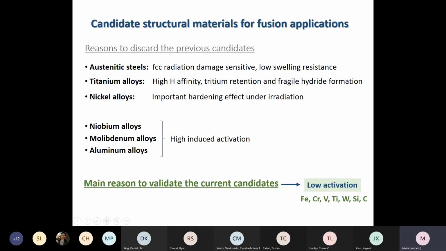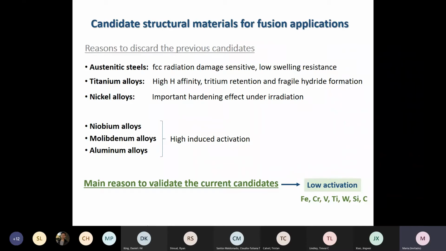And on top of that, they are not compatible with liquid lithium and lithium lead. That is something that is going to happen in a fission reactor. So austenitic steels have a large application in other areas, but not for fusion, let's say. And the problem with titanium alloys, I'm not discarding them for anything else, okay, but only for fusion applications.